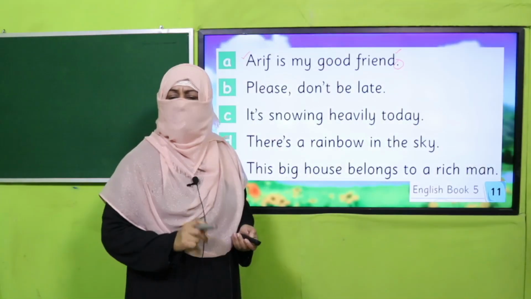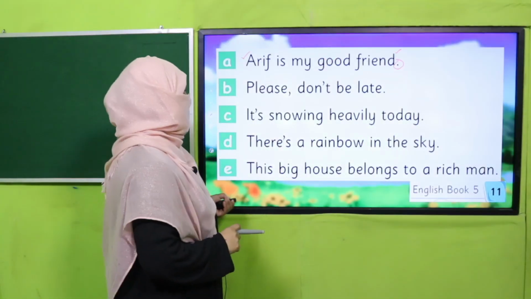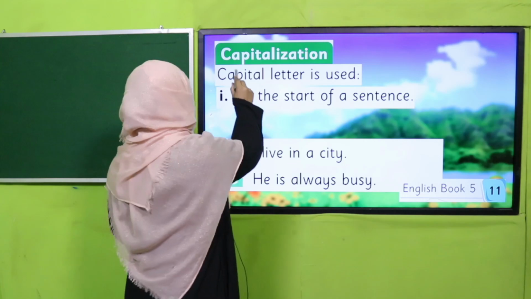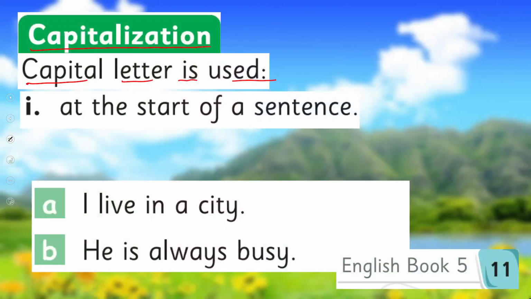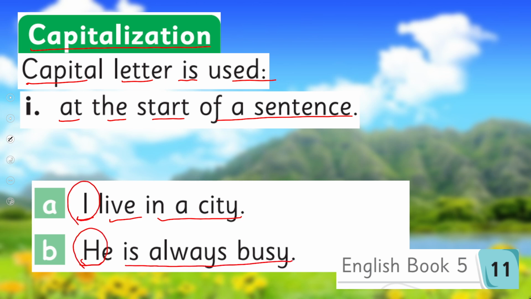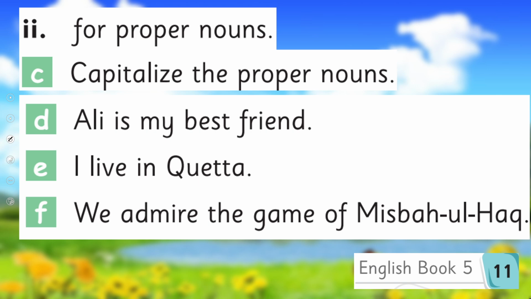Yes, my dear students, are you done with it? It is simple for you now. Capitalization. A capital letter is used, number one, at the start of a sentence. Like, as I live in a city, he is always busy. So the first letter of the sentence is always capital. And the second, we capitalize proper nouns. So capitalize the proper nouns.